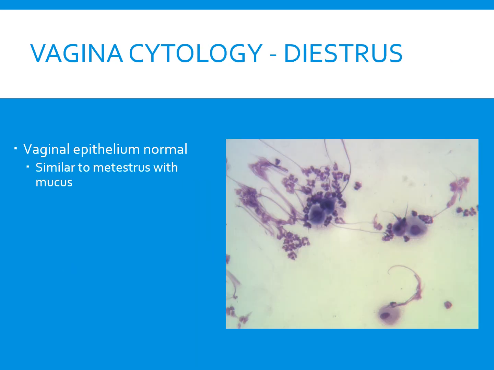Lastly, we have diestrus, where we're going to see a decline in the superficial cells. It will look similar to metestrus, but we'll also see strands of mucus. And you can see in this picture on the right, all of those stringy looking things are mucus that the cells are caught up in.